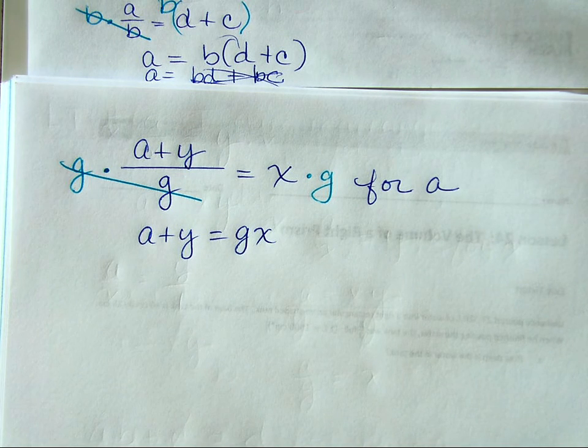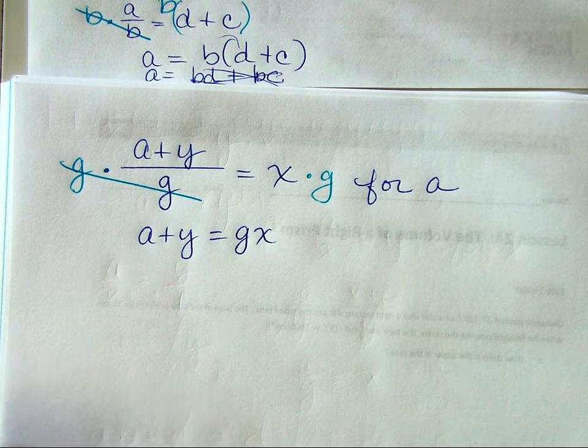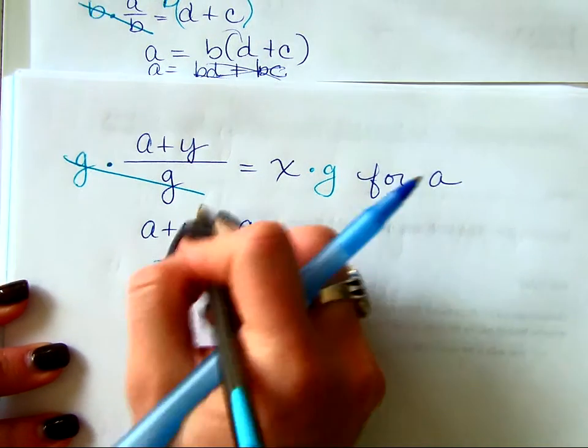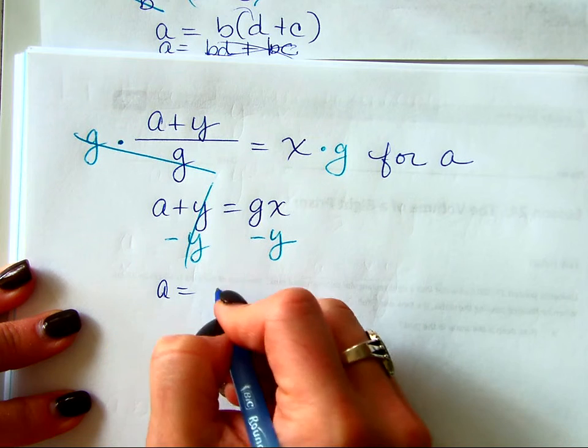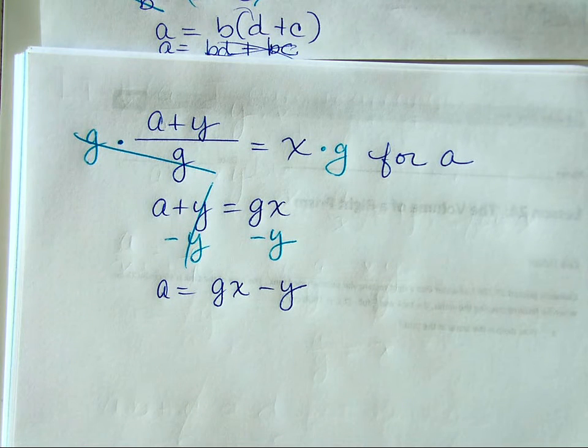And I'm solving for A, so then I do what? Dylan? Subtract Y. Yep. And that leaves me with A equals GX minus Y. Easy? Okay.